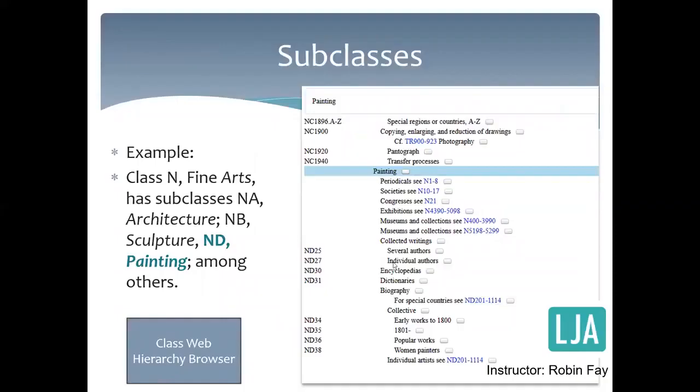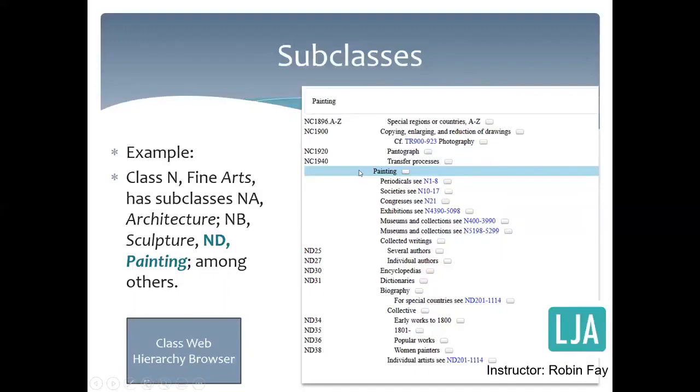So there are subclasses, and I already talked about how it starts out more general and then works its way down, generally at the top of a subclass. So in the N class, which is fine arts, it has a variety of subclasses, and we'll just skip down to the ND subclass. The ND subclass is painting.